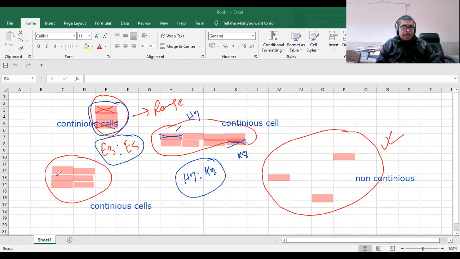Okay. What will be the address? Who will say? I am giving you the opportunity. What will be the address of this? Sir, C12. C12. Okay. And last? D14. D14. So this will be the address. So I hope you have understood the range. Any problem to anybody?